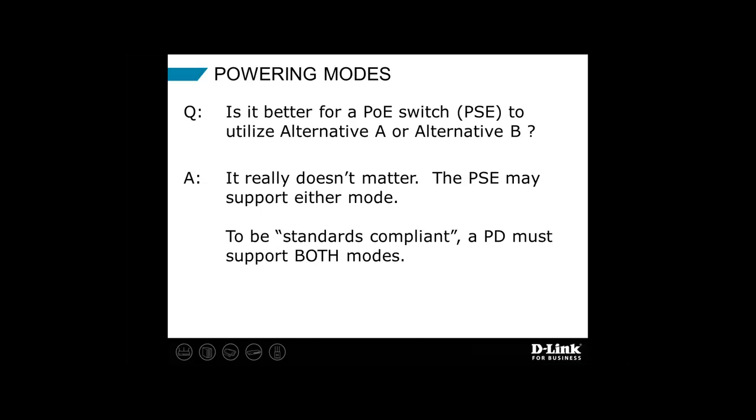A PSE, power sourcing equipment, can support either mode. And that's because the PD, your IP camera, your access point, to be standards compliant, must support both modes. So a PSE, an Ethernet switch, can put the power on 1, 2, 3, 6, or 4, 5, 7, 8, because the powered device can accept it either way. It can take it on 1, 2, 3, 6, or it can take it on 4, 5, 7, 8 if it's a standards compliant PD.